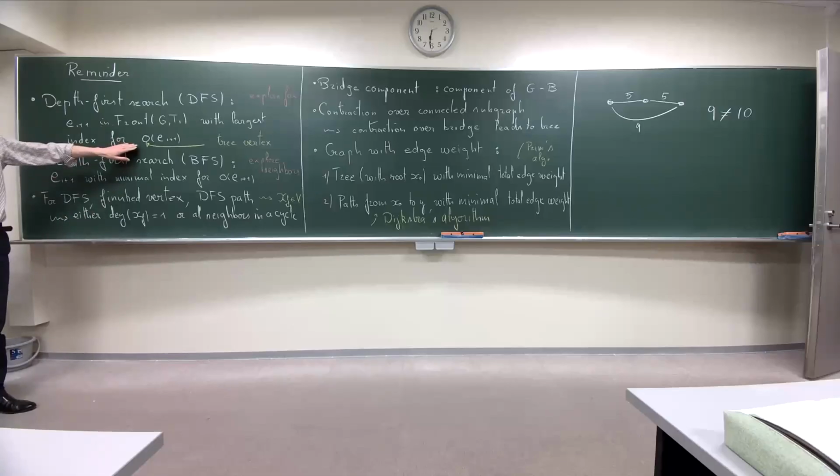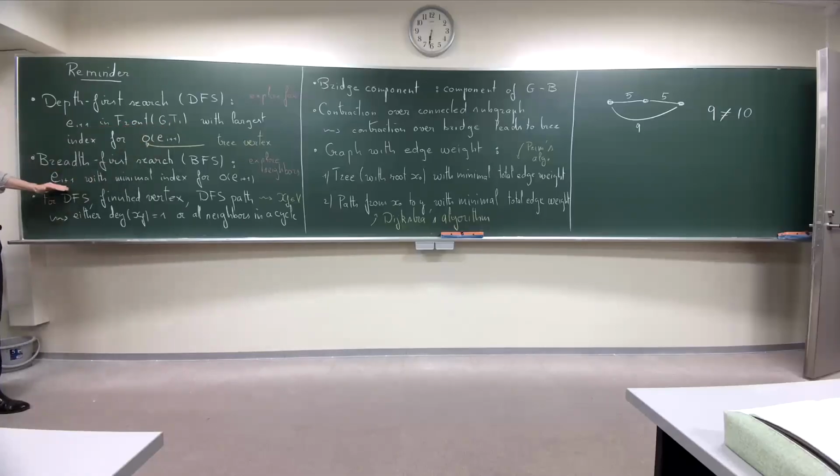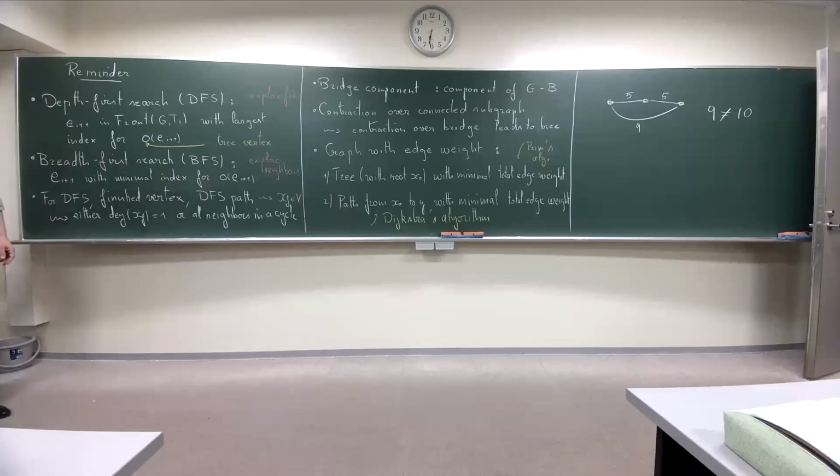You look at the vertex on the tree, called the tree vertex, and they have an index because they have already been discovered. For this search, you take the one with the largest index. On the other hand, for the depth first search, you do the same thing. You take this front of G and T_i, but you take the edge, the new edge, with the minimal index for the tree vertex.